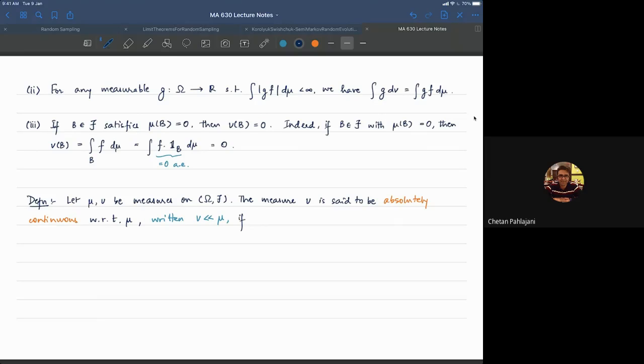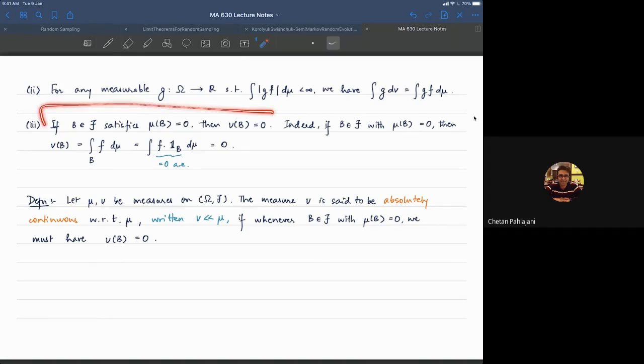If whenever B is in F with mu of B is 0, we must have nu of B is 0. Okay, so that's what absolute continuity means. As I said, we're just codifying this thing.